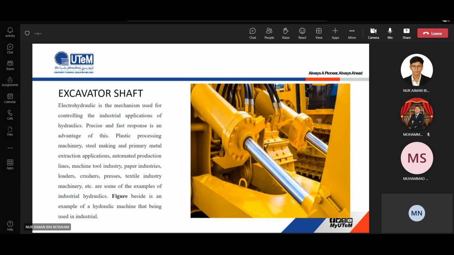Plastic processing machinery, steel making and primary metal extraction applications, automatic production lines, machine tool industry, paper industry, loaded crushers, presses, textile industry machinery, and accelerators are some of the examples of industrial hydraulics. The figure on the side is an example of a hydraulic machine that is being used in industry.